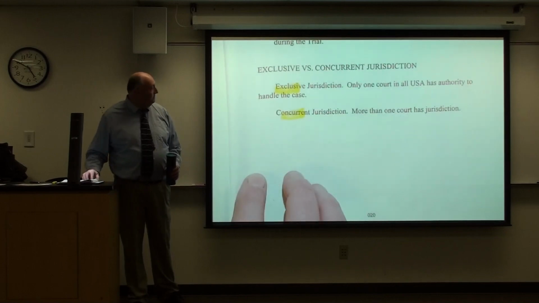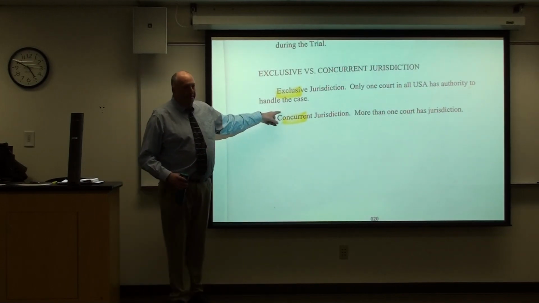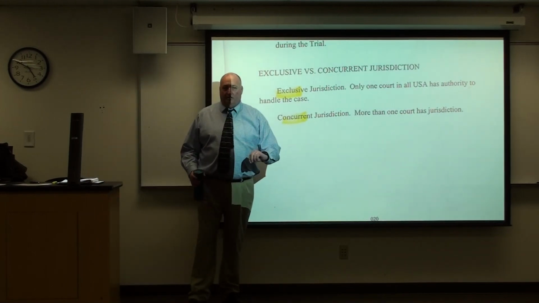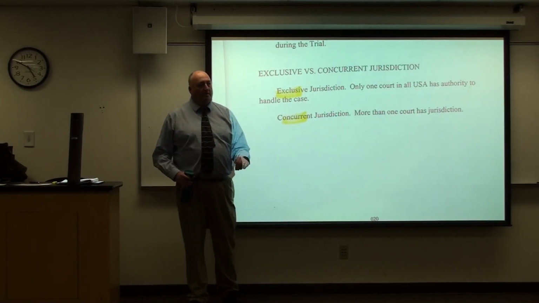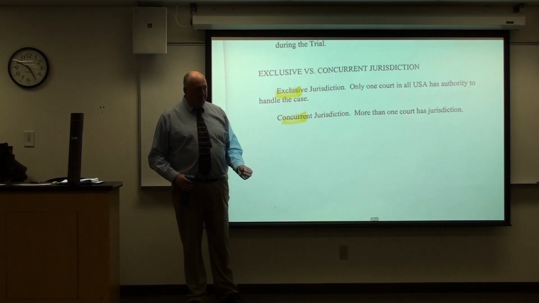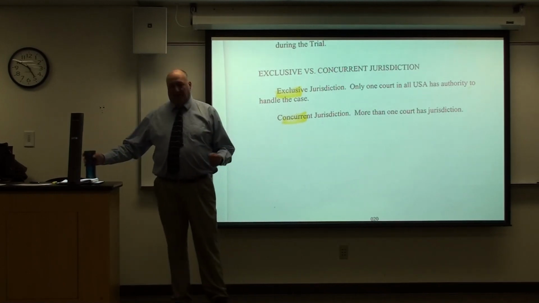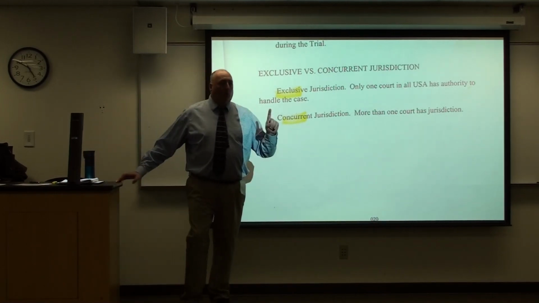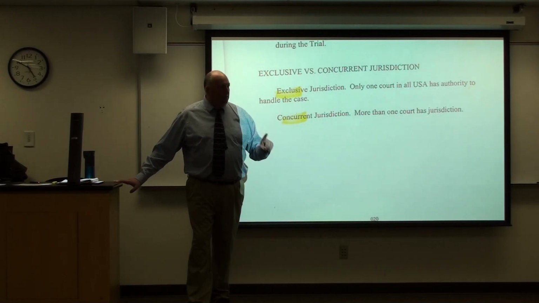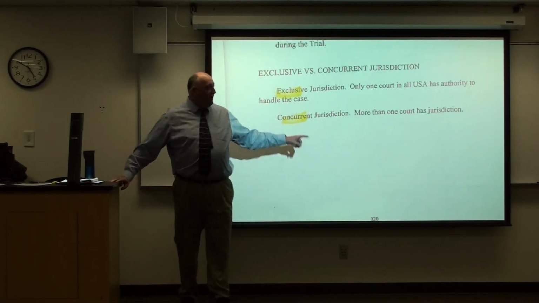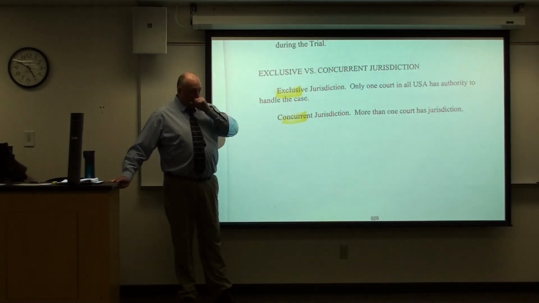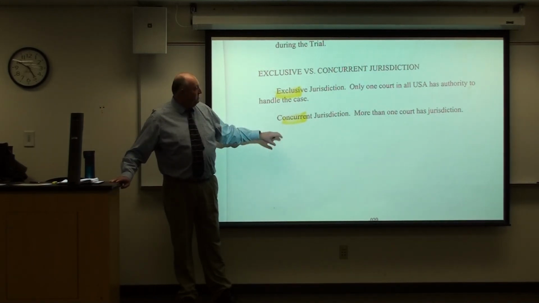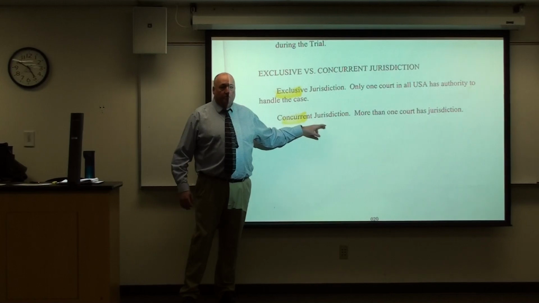Exclusive and concurrent. Now remember what we're trying to do. We're trying to find which court in all of the United States has authority to handle a case. Sometimes only one court has authority to deal with a case, and we call that exclusive jurisdiction. Only one. Other times, more than one court will have jurisdiction.